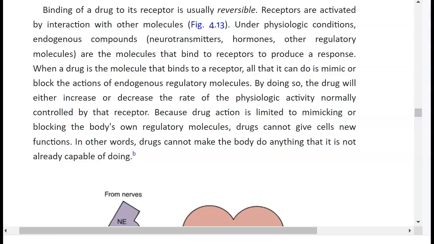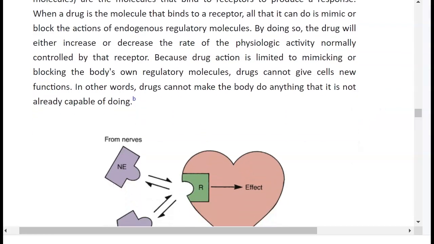Here, the binding of a drug to its receptor is usually reversible. So receptors are activated by interactions with other molecules. Under physiologic conditions, endogenous compounds, so our neurotransmitters, our hormones, or our other regulatory molecules, are the molecules that bind to receptors to produce a response. When a drug is the molecule that binds to a receptor, all that it can do is mimic or block the action of the endogenous regulatory molecule.